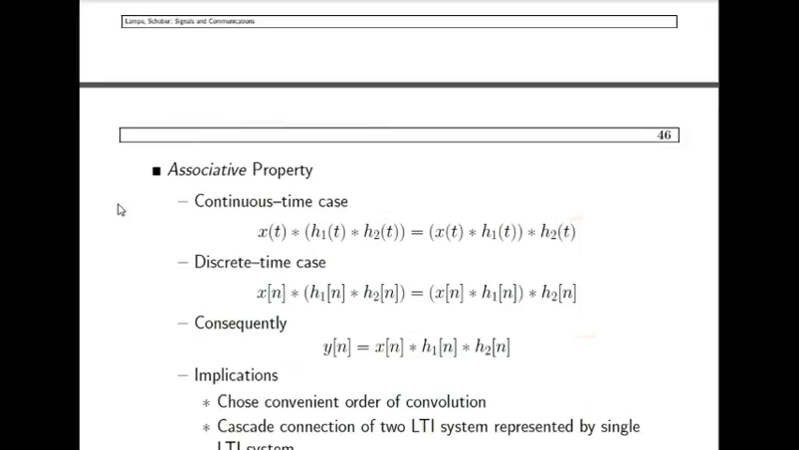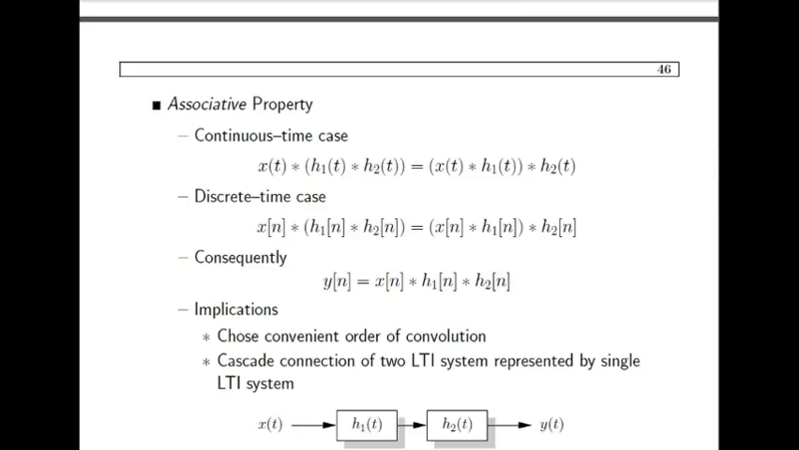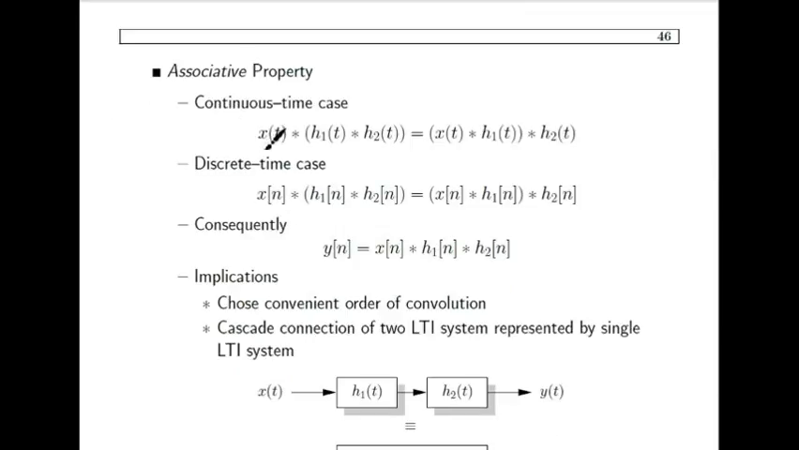Now let's move to the associative property. If I am convolving x(t), h1(t) and h2(t), and I calculate the convolution of h1(t) and h2(t) first and then convolve the output with x(t), it is equal to x(t) convolved with h1(t), and then the output of this convolution convolved with h2(t). This is the associative property. This is similar for the discrete case.